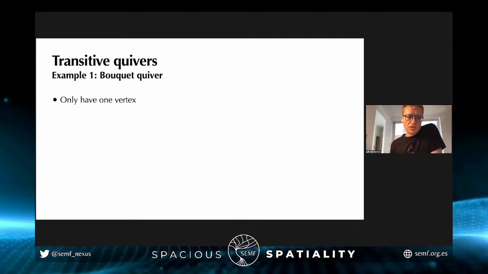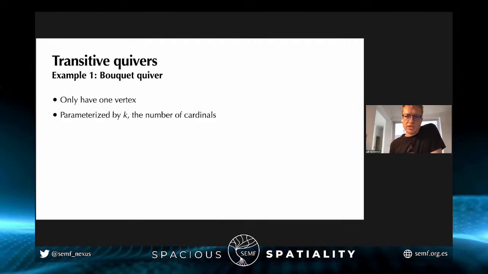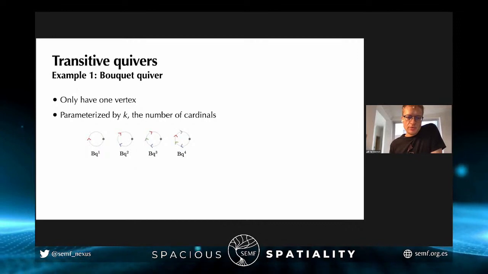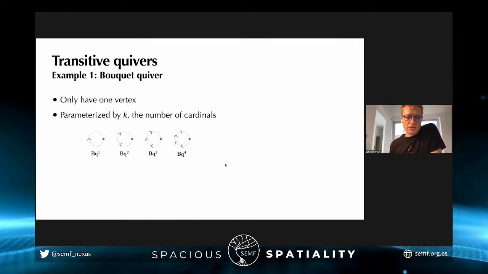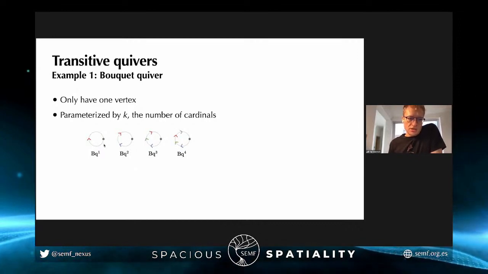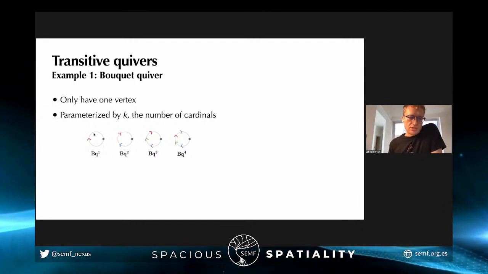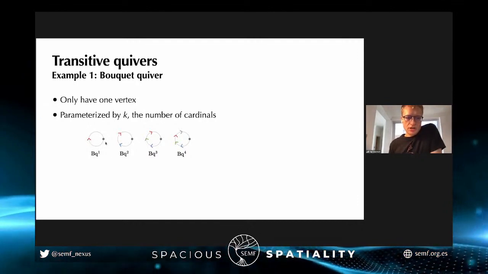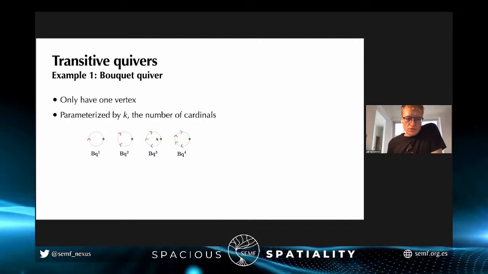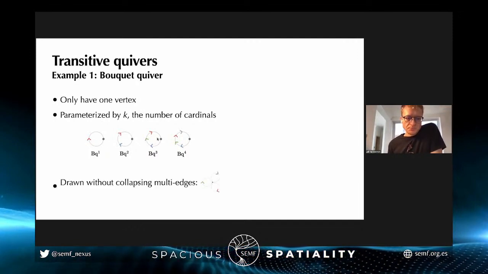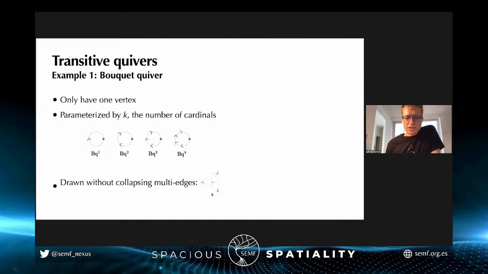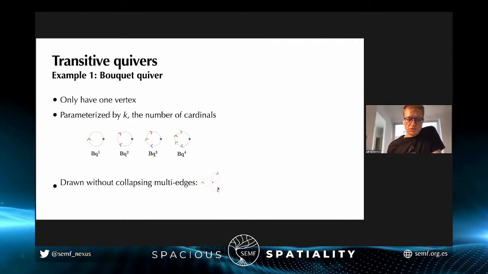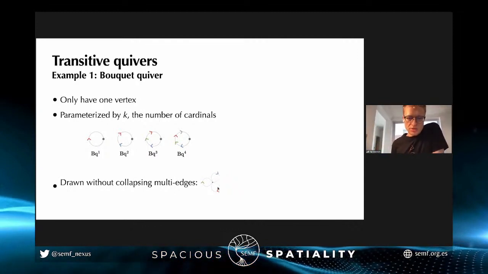So the simplest example of this is a quiver with exactly one vertex. And we parameterize this family of quivers by how many cardinals are on that quiver. So here's one vertex, there's one edge that leads from that vertex back to itself, and there's only one cardinal, the red cardinal. This one's got two cardinals, three cardinals, and so on. And you can also imagine these as really being a single vertex with multiple edges, but we just draw them collapsed according to that convention that I mentioned before.